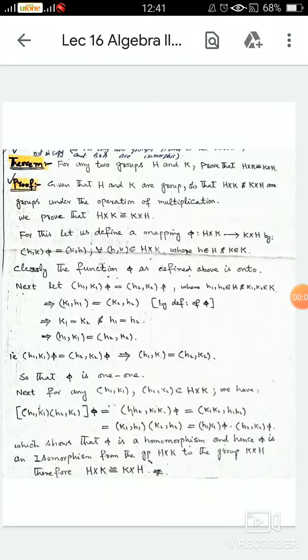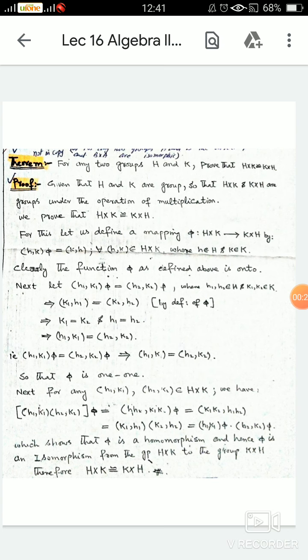Bismillahir Rahmanir Rahim. Dear students, today our theorem is: for any two groups H and K, prove that H cross K is isomorphic to K cross H.